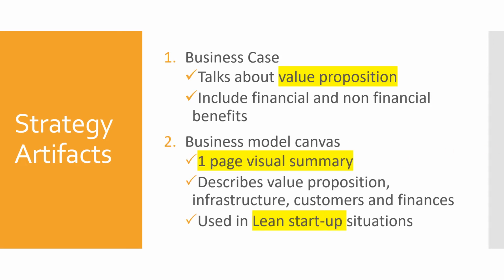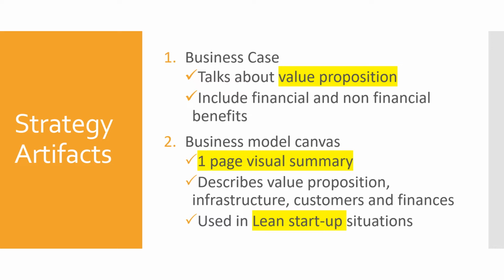So we'll go one by one. What are the different strategy artifacts? PMBOK talks about them. The first one is the business case. The business case talks about the value proposition of the project. What is the business value of this particular project? It includes financial and non-financial benefits.